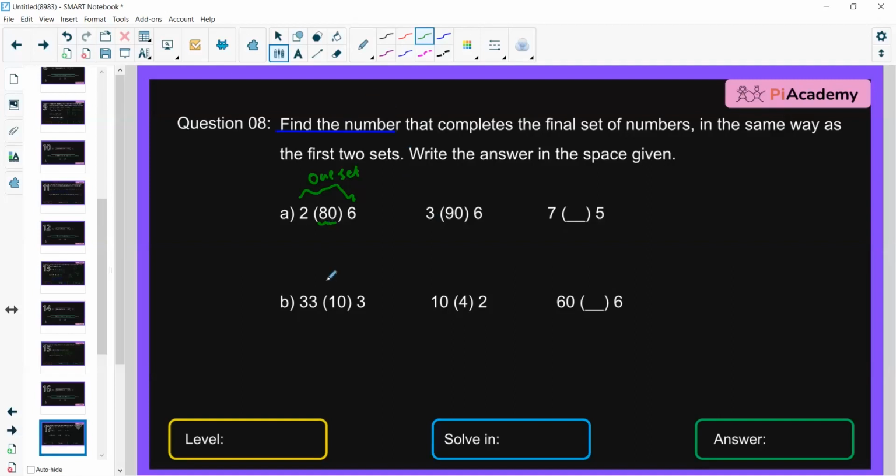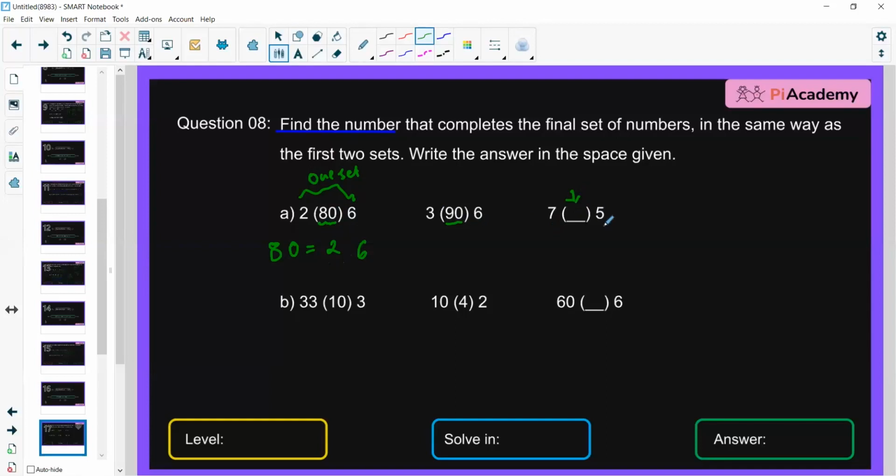So 80 is arrived at by performing some operations with 2 and 6. There is this number 2 and there is number 6. Using some operation, you arrived at the number 80. Now the same operation is being used to arrive at the answer 90 using 3 and 6. Then you need to identify this operation which is being used to get the answers 80 and 90 using first and third numbers respectively. And then using the same operation, you need to work out the middle number using the given numbers 7 and 5. Okay, so is the question making sense? Is the question understood? Everyone?